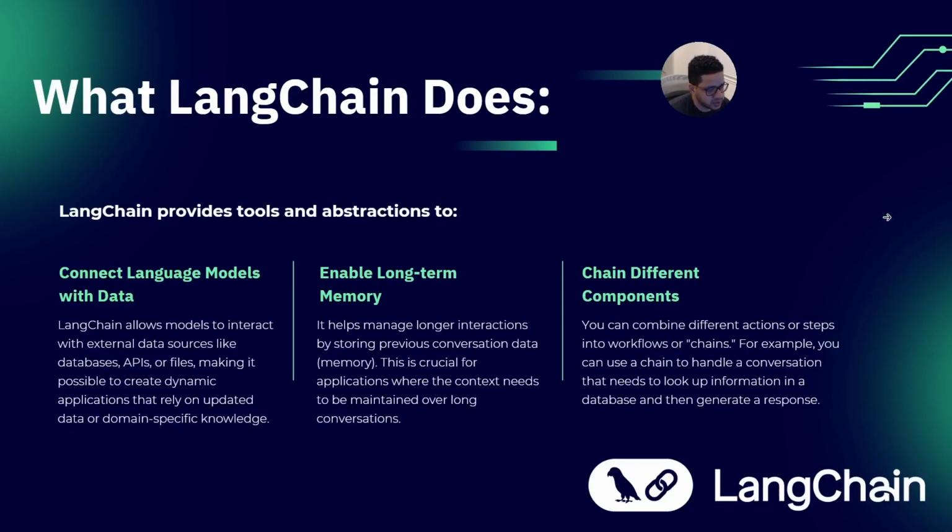So what can LangChain do for us? LangChain provides tools and abstractions to first connect language models with data. LangChain allows models to interact with external data sources like databases, APIs, or files, making it possible to create dynamic applications that rely on updated data and domain-specific knowledge. It also enables long-term memory. LangChain helps manage longer interactions by storing previous conversation data in memory. This is crucial for applications where the context needs to be maintained over long conversations.